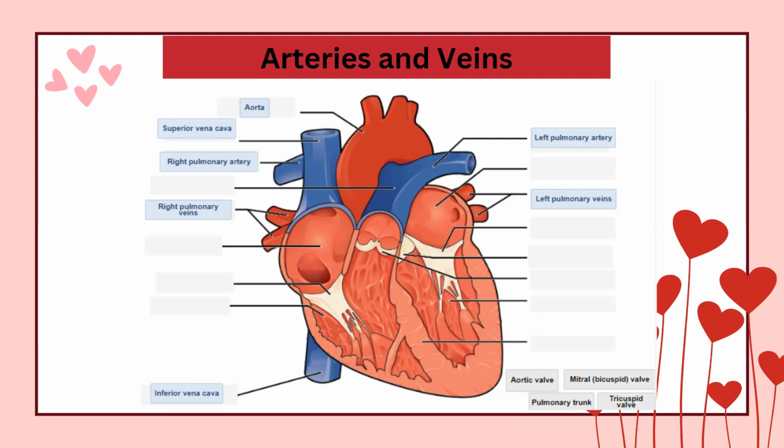We typically associate arteries with oxygenated blood and veins with deoxygenated blood, but our pulmonary artery and veins are the exception to the rule. So our pulmonary arteries are the only ones that have deoxygenated blood. Our pulmonary veins are the only veins that have oxygenated blood.